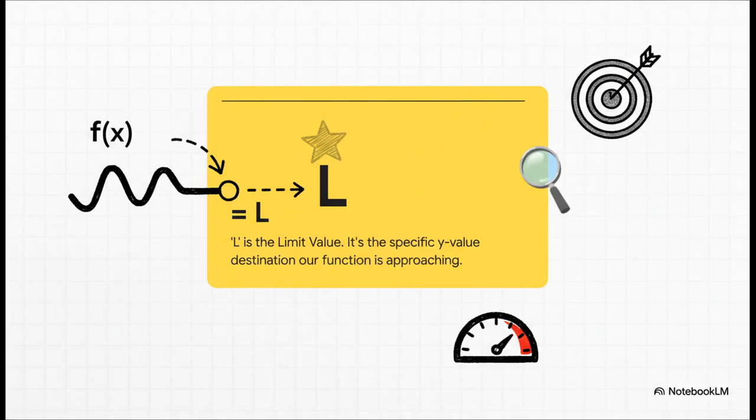And finally, the whole thing equals L. L is the answer. It's the prize we're looking for. L is the limit value, that one specific destination height that our path, f of x, is zeroing in on as we get infinitely close to a.